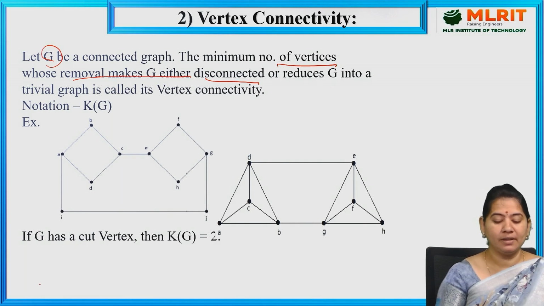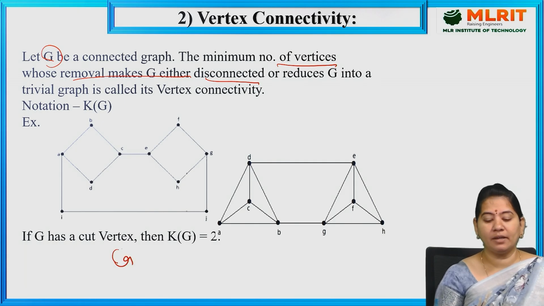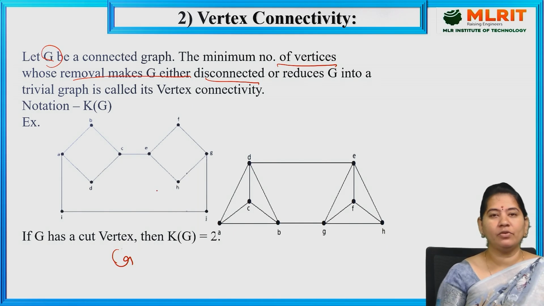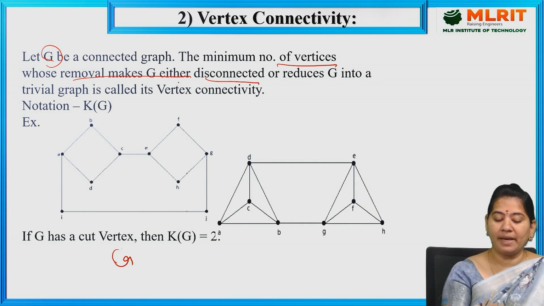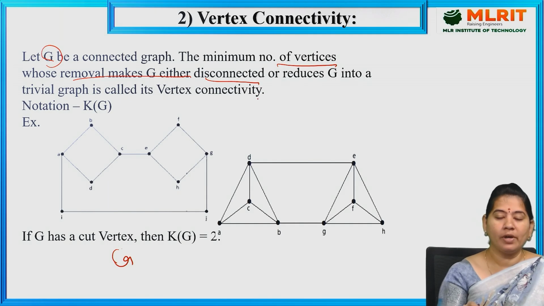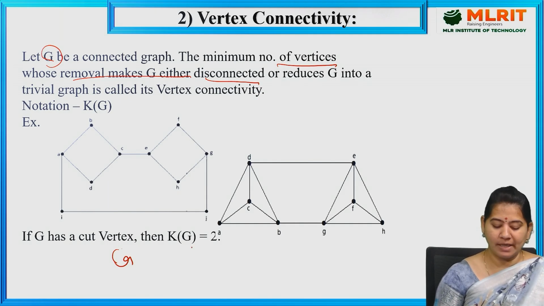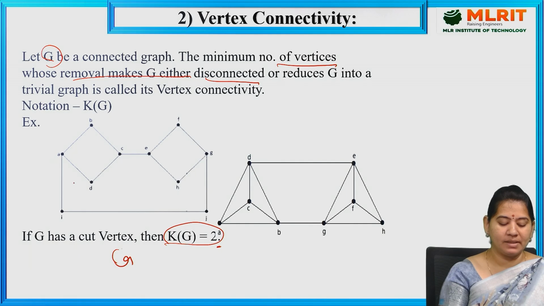Here I have considered one graph, capital G, which is a connected graph. The minimum number of vertices whose removal makes the graph disconnected is called vertex connectivity. So the minimum number of vertices whose removal makes G either disconnected or reduces G into a trivial graph, which means reducing the vertices to 1, is called vertex connectivity. If G has a cut vertex, then K of G is equal to 1. In the same way, here we have A, B, C, D, E, F, G, H, I, J.